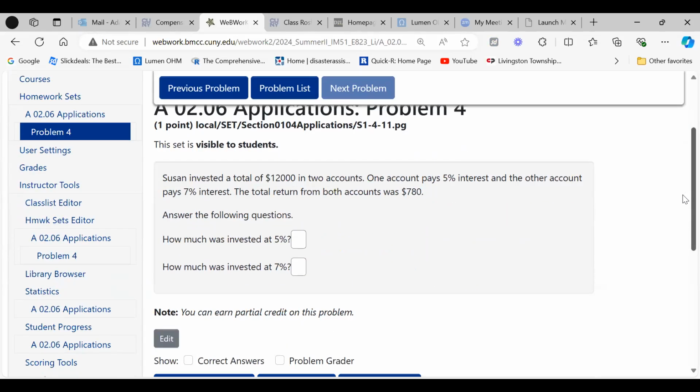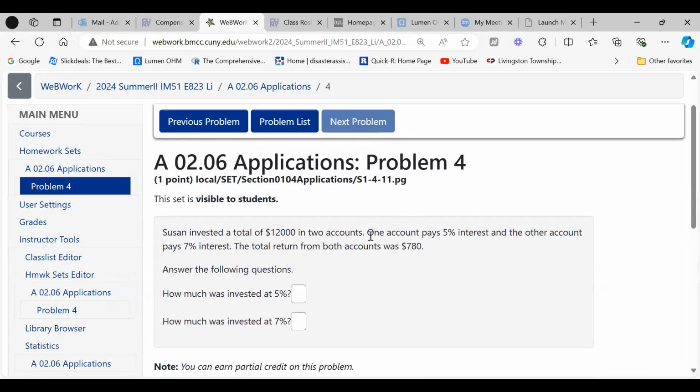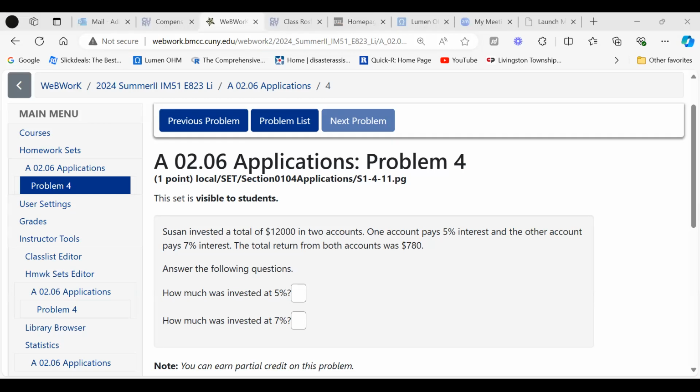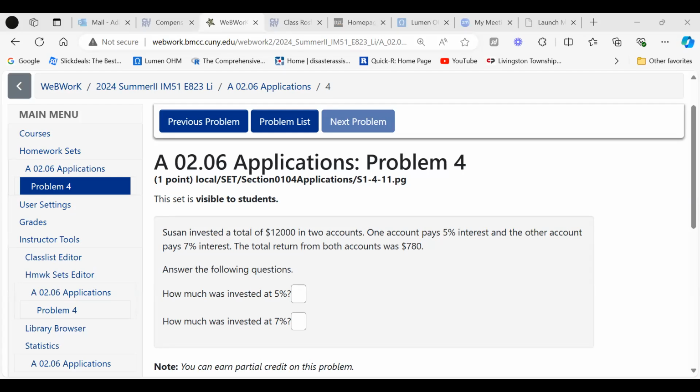Now let's take a look at this. Susan invested a total of $12,000 in two accounts. One account pays 5% interest. The other account pays 7% interest. The total return from both accounts was $780. How much was invested at 5%? How much was invested at 7%? This is an interest question. So let me give you a quick introduction on interest.